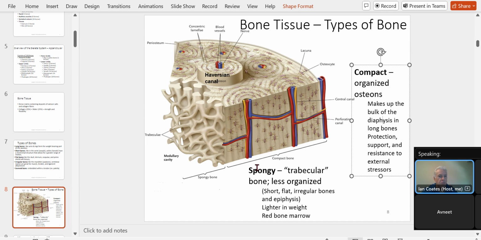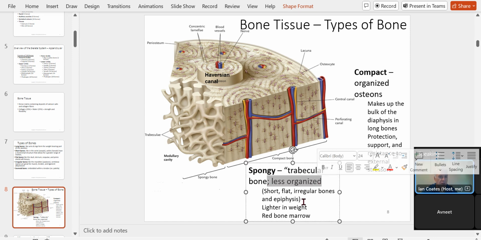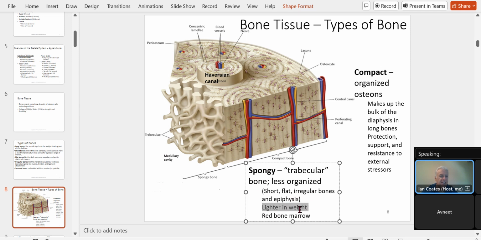It's less organized here. Short, flat, irregular bones and the epiphysis here are mainly composed of this spongy bone. It's lighter in weight, with red bone marrow.